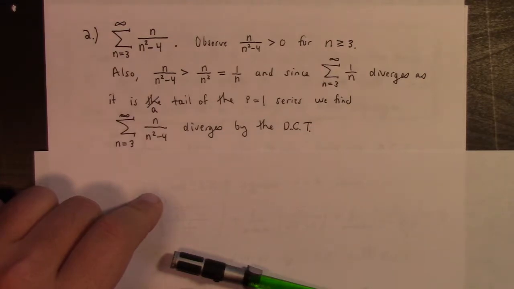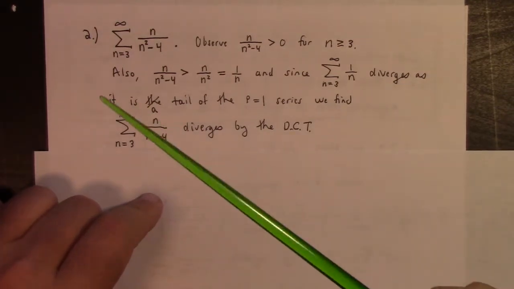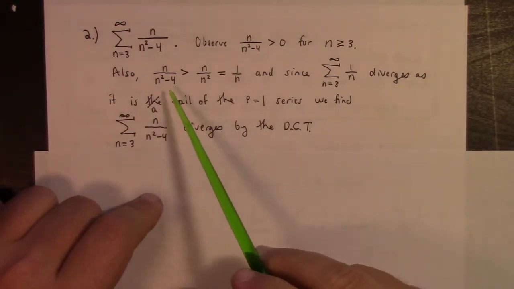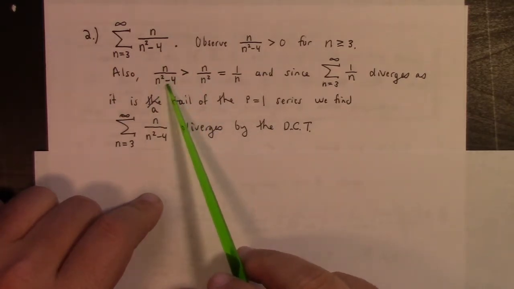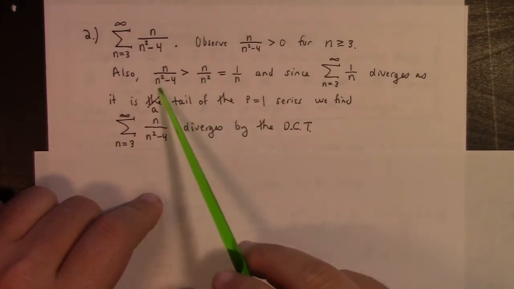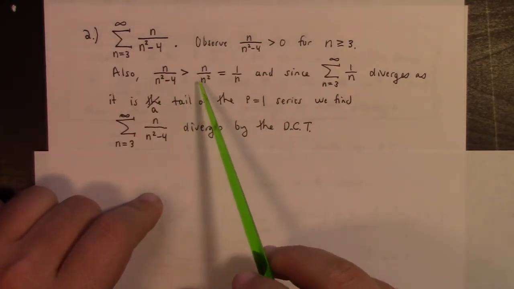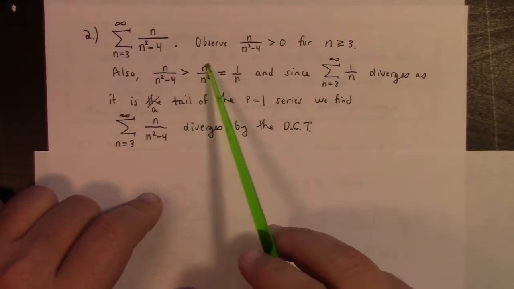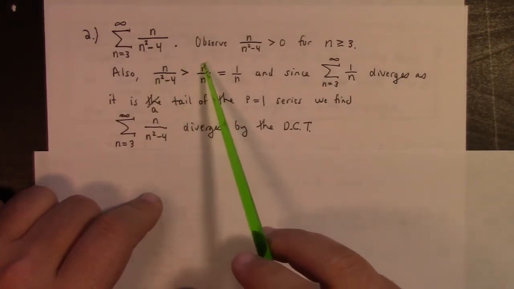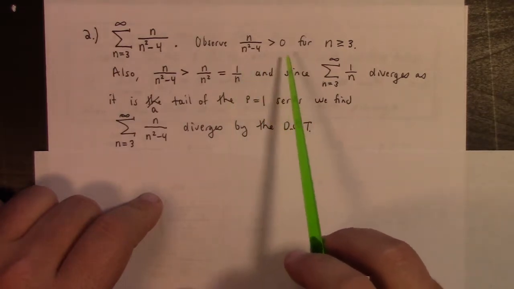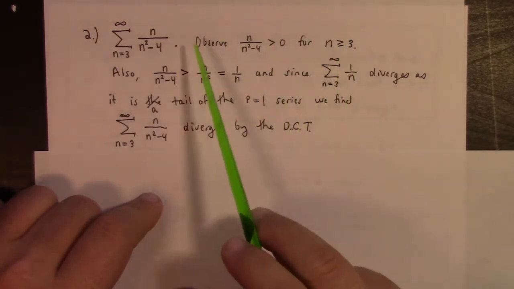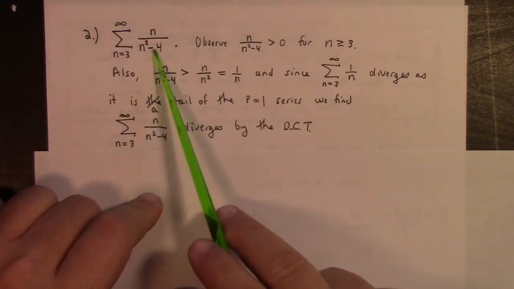Doesn't look good. So I suspect that this is going to diverge. So I want to compare it to something smaller. And in fact, the p equals 1 series is a good choice. So to make this fraction smaller, I make the denominator larger. See, n squared minus 4 is smaller than n squared. That makes this fraction larger than that one. And then, of course, n over n squared is equal to 1 over n. By the way, the reason that we started this one at 3 is because if you plug in 2, you get division by 0.